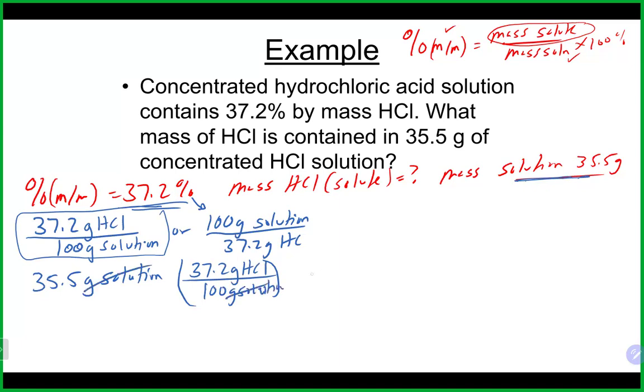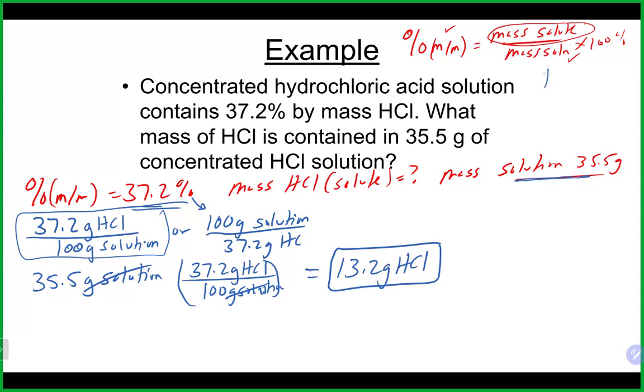Grams of solution will cancel. 35.5 times 37.2 divided by 100 is going to give us 13.2 grams of HCl in this particular case. Now, by the way, that is the exact same math that you would do if you just rearranged the equation as well. But if you can't remember the equation or formula, you could take a get-rid-of-units type of approach, a dimensional analysis approach.